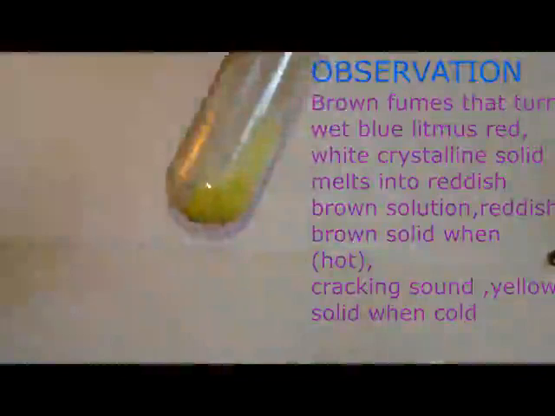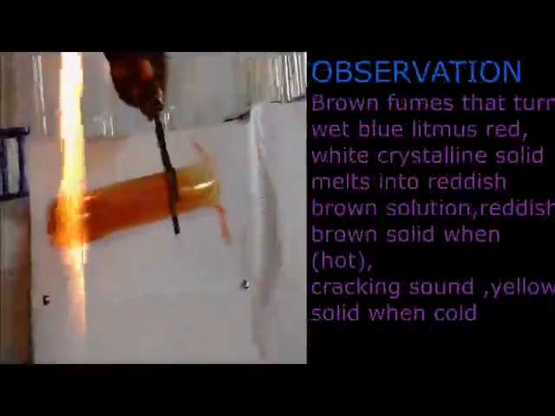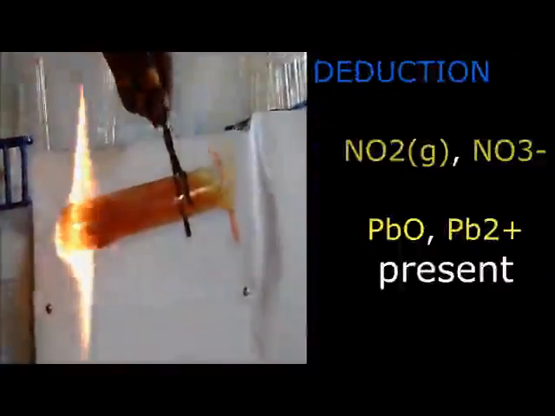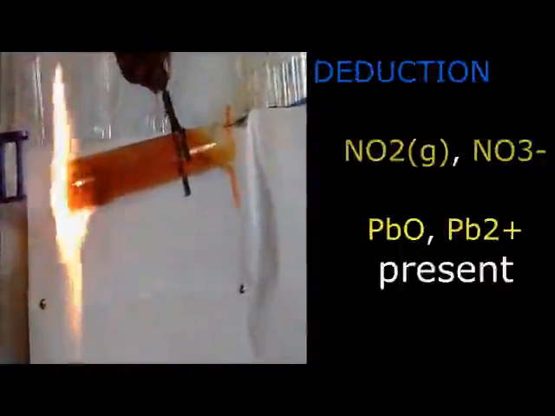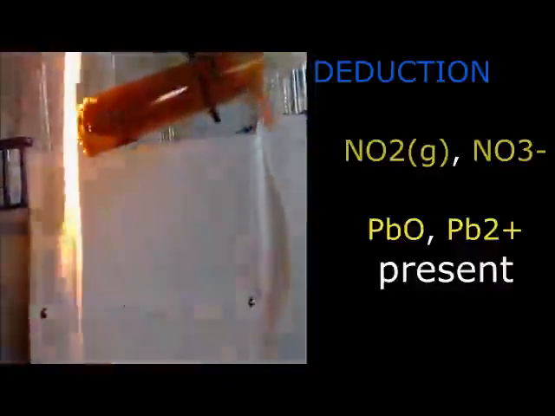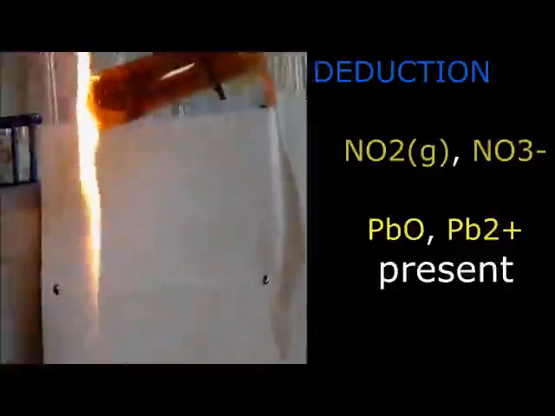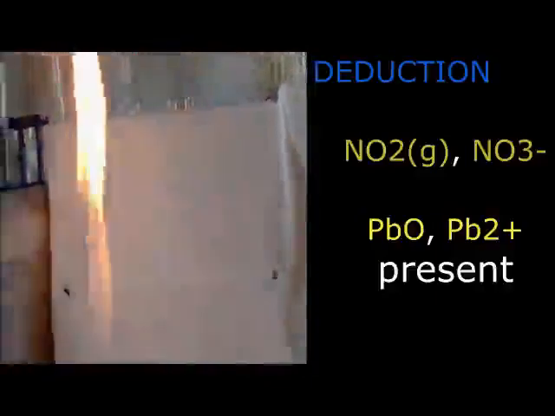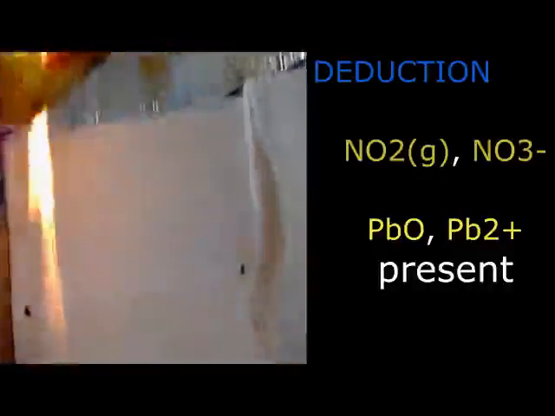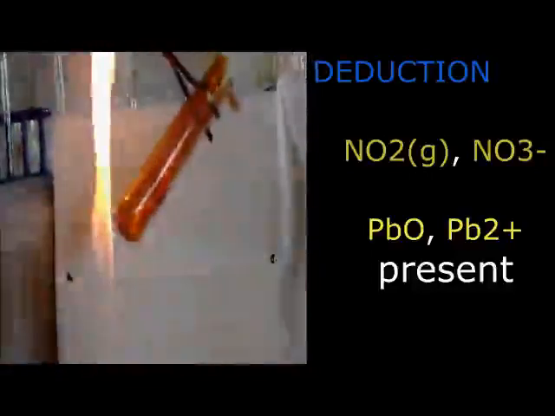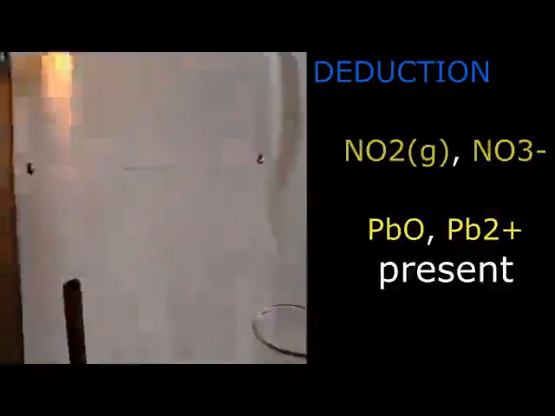Now, based on the above observations, members, we can finally write our deductions by basing on each of the observations. First, we say that nitrogen dioxide is produced. Nitrogen dioxide given off, hence nitrates are present. Then two, we are going to talk about water of crystallization, hence hydrated substance.